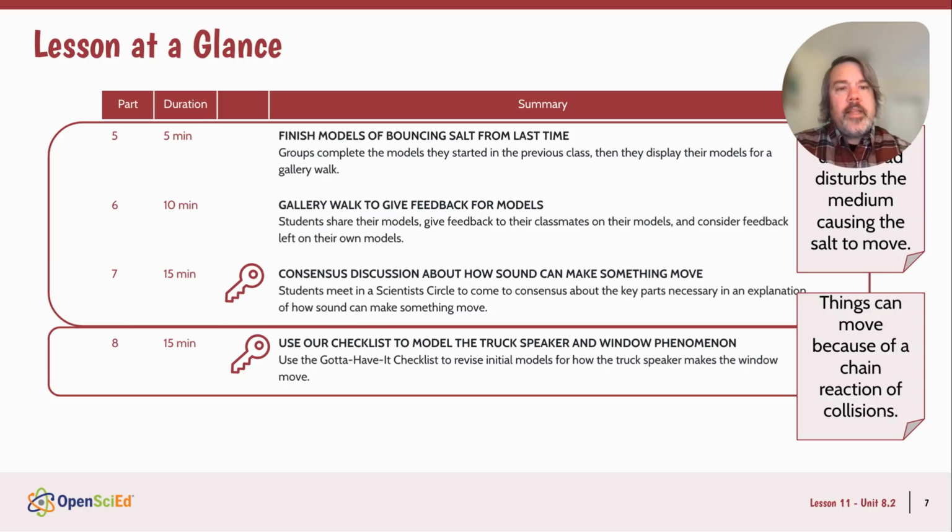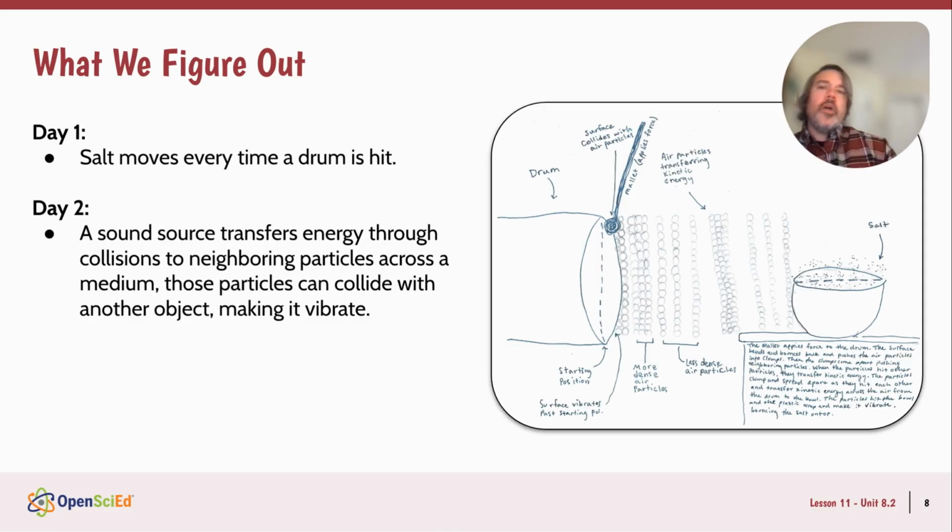Okay, so ultimately in that first chunk, we figure out that when we hit the drum, that disturbs the medium, and there's this chain reaction all the way to the salt. And when we put it all together, we figure out that in general, things move due to sound because of this chain reaction, right? And so it's the sound maker hitting the first row of things and that continuing all the way down till the last row of particles hits the actual thing that we observe moving. So the first day, really all we are getting a sense of is the phenomena.